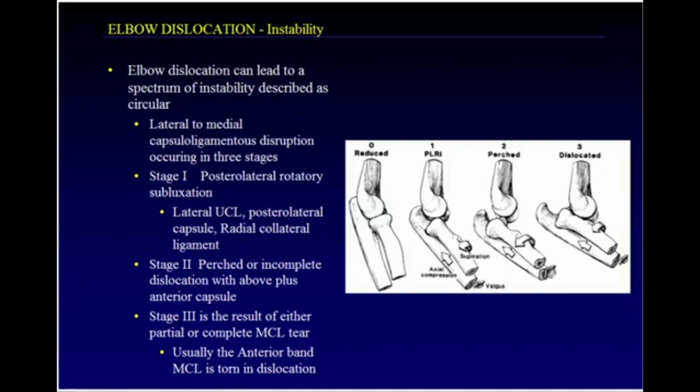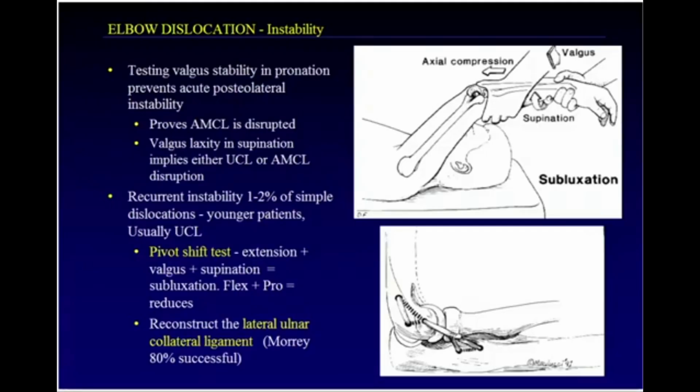Now, how can you test for valgus instability? And these are the patients where you would suspect posterolateral rotatory instability. You can do this pivot shift test, if you will, by applying extension, valgus, and supination forces. If you get subluxation, then that's evidence of a positive pivot shift test and posterolateral rotatory instability.